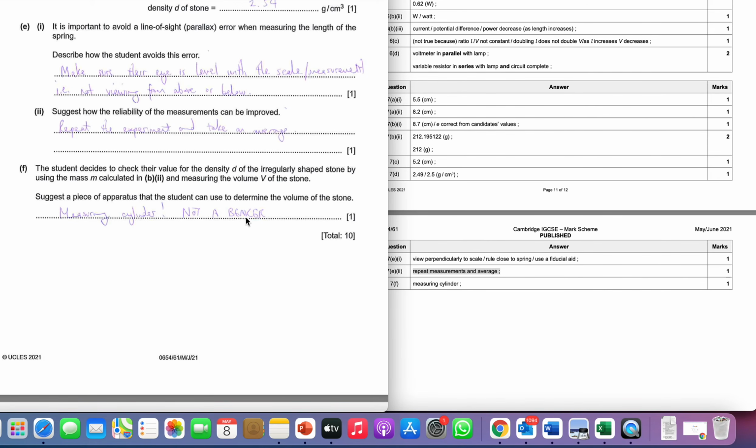Speaking from experience, a few students like to say a beaker. Beakers would not be suitable for this, mainly because the graduations, the divisions on a beaker, are not fine enough for us to read. If you notice on a beaker, you'll have maybe 0 to 50 to 100, 150, maybe even 0 to 25 to 50, but not much more precise than that. A measuring cylinder will measure millilitres, and therefore it's a more precise piece of kit.